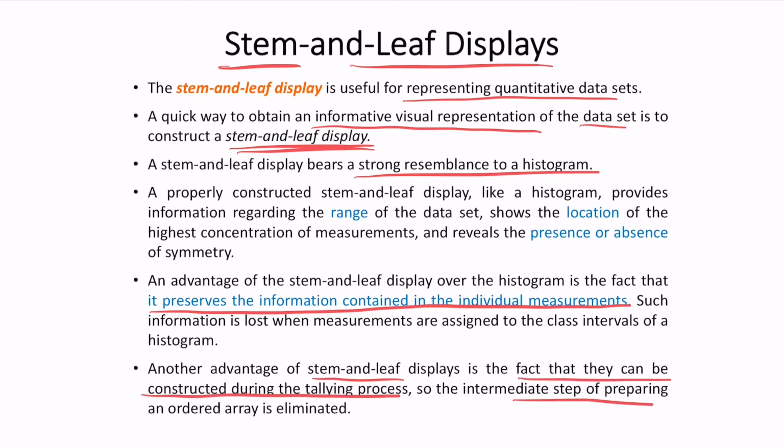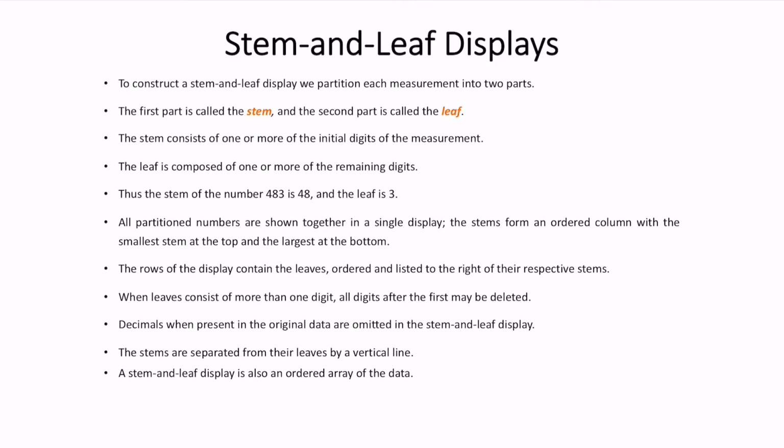So the intermediate step of preparing an ordered array is generally eliminated. You don't even need to prepare an array, because you can directly take the data as is and continue with drawing them. So how does a stem leaf display work? In a stem leaf display, there are two parts: the stem and the leaf.